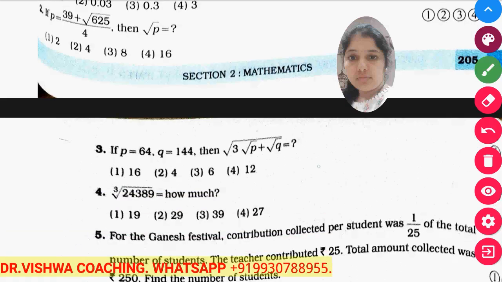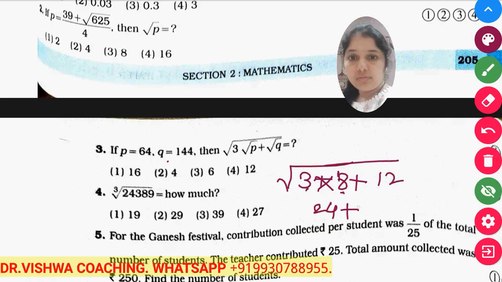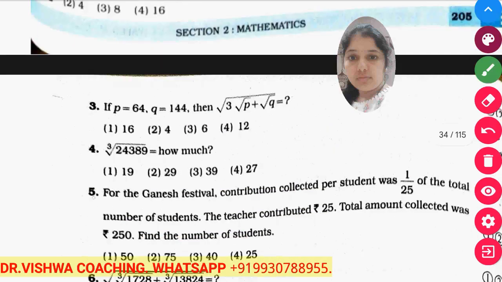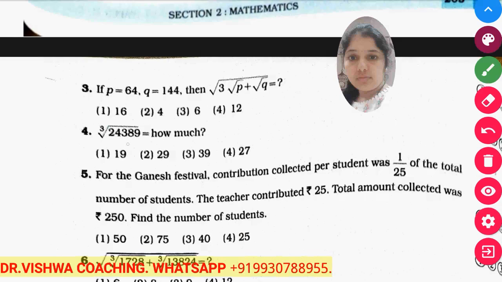Again here the same one. 64 is the square of 8. Now under the root, 3 plus 3 into 8 plus 144, which is the square of 12. So 3 into 8 is 24 plus 12. It becomes 36 in the square root. So the answer is 6. Tricky sums are here, you can solve it.